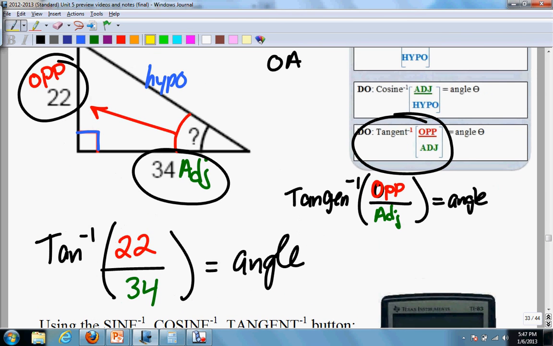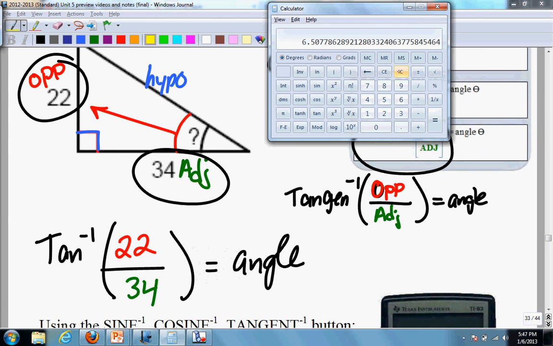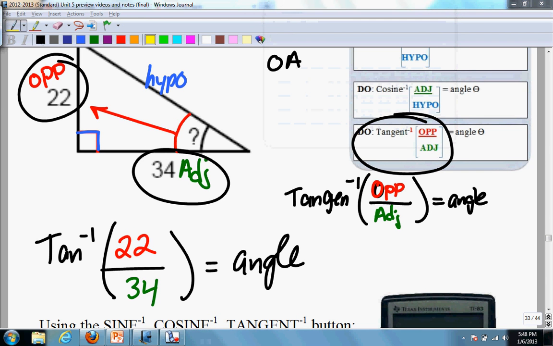On my computer calculator, it's going to look like this. We're going to go 22 divided by 34 equals, now watch what I hit. I hit inverse. That's also the same as second function. Inverse tangent, tan -1. And I get 32.9 degrees, and degrees we're just going to round to the nearest whole number. So I get 33 degrees. So my angle here is 33 degrees.